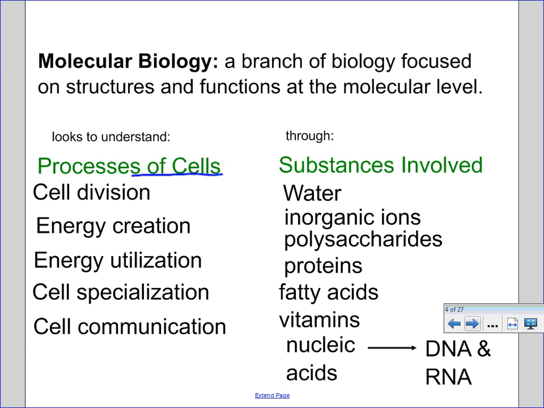And we'll look to understand how these processes happen through the various substances involved, which include things like water, inorganic ions, such as sodium ions or chloride ions, for example, polysaccharides, things like starch or cellulose, or even carbohydrates themselves, such as glucose. It can involve proteins, fatty acids, vitamins, nucleic acids, which for us are DNA and RNA, and how these substances contribute to or are involved with these various processes that a cell carries out.